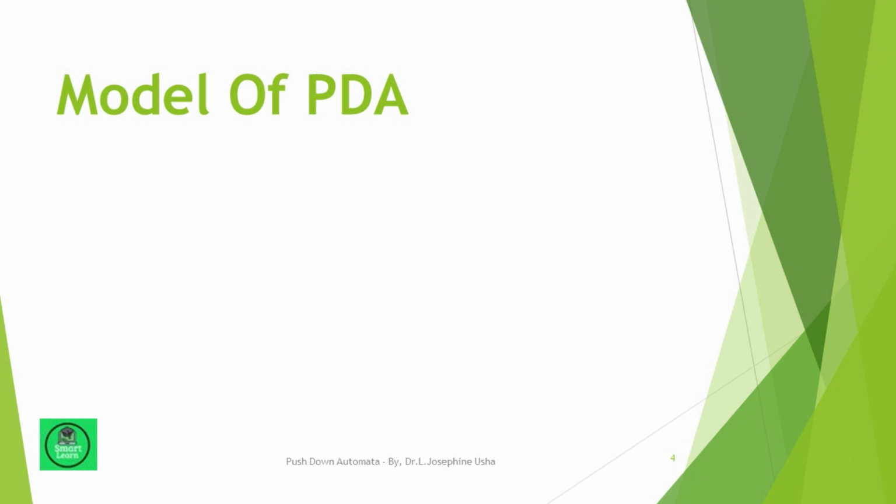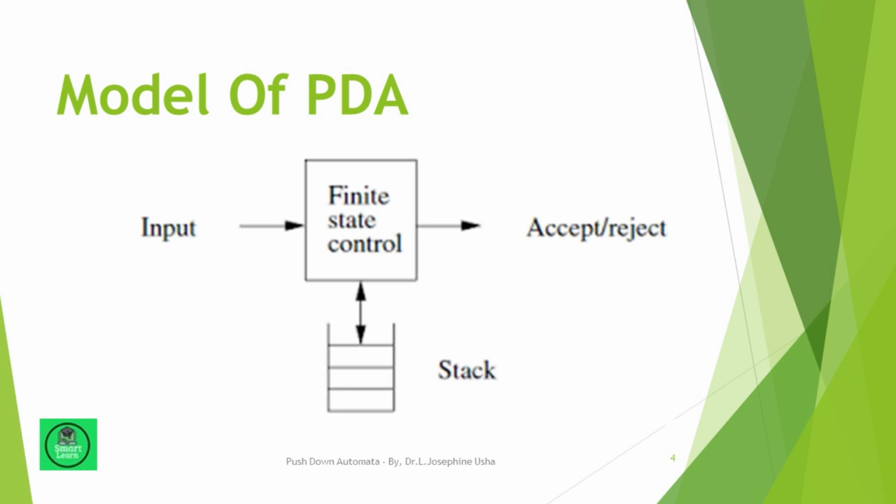Next you see the model of a push down automata. If you see the model, it has a finite state control. Then we have two things. First we have an input tape. In addition to the input tape, it has one more extra memory called stack. For any transition, it depends on the input as well as the stack content. Based on that, it will either accept or reject the input. So this is the model of a push down automata.